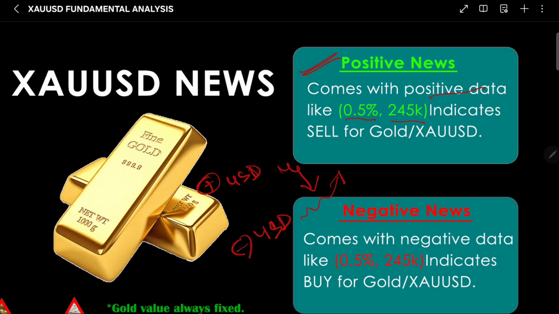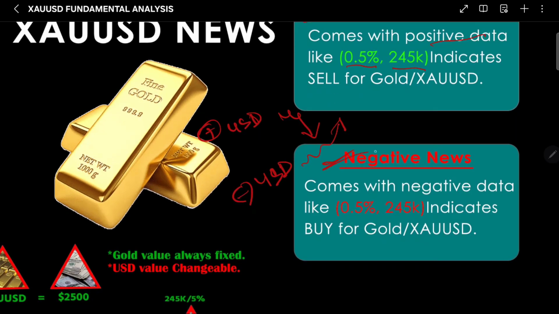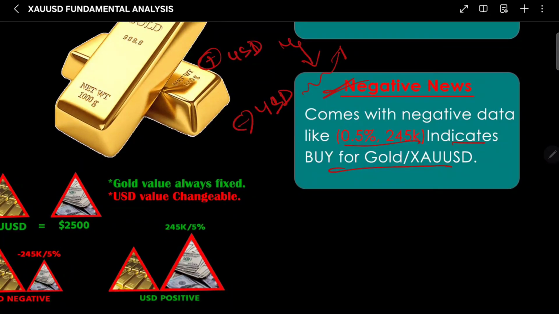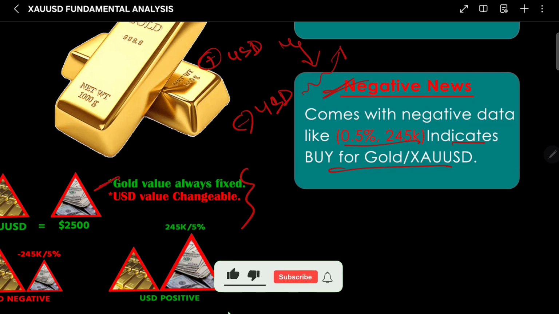You may ask me, Mr. Boom, why? Let me explain a little bit more. As you can see, for negative news that comes with red 0.5%, red 245k, it indicates a buy for gold. Why for negative news will we buy gold, and why for positive news will we sell gold? You have to keep two things in mind. One is that gold value is always constant, always fixed. Gold value is never going to change.